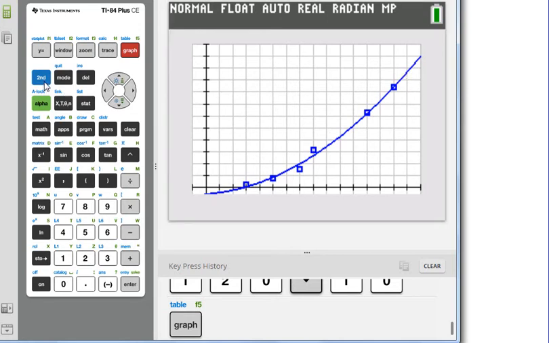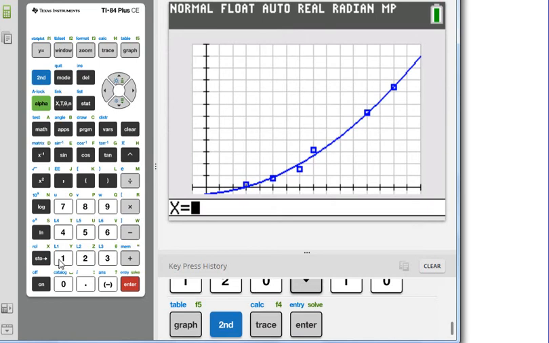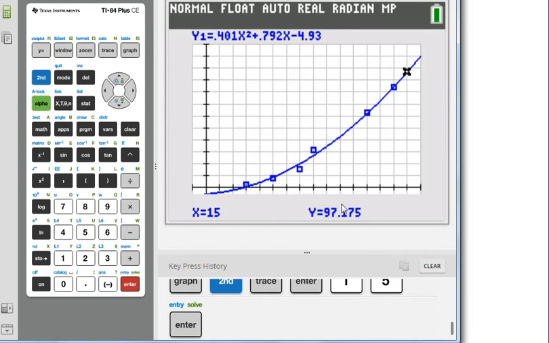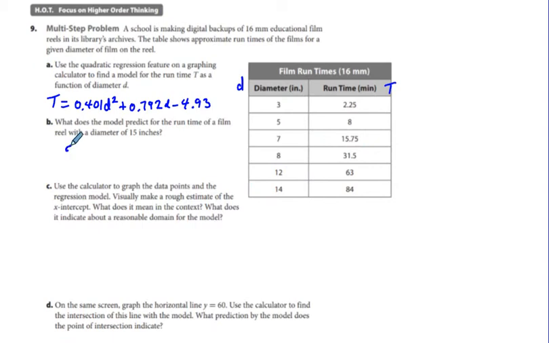Another thing we can do is get an exact value by going to second trace, and we can enter value. We enter the value of 15 and see what we see here. We get an exact answer of 97.175. So 97.175, that's going to be minutes.